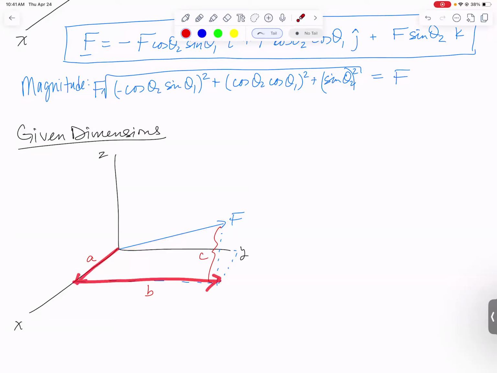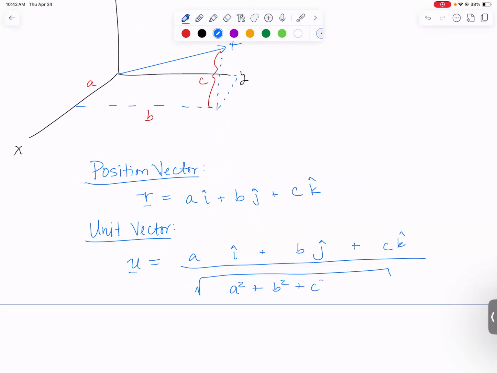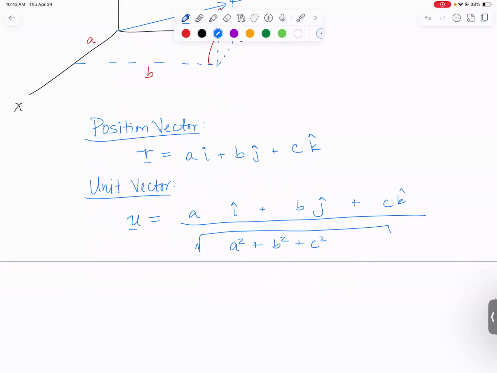Next, I want to turn that into a unit vector. Because the problem is, if a, b, and c had units of inches, now my position vector has a magnitude which is not 1. It has a bunch of inches to it. So to do that, I take my position vector and I need to divide it by a number so that it becomes a unit vector. Well, that's easy. You divide it by the magnitude. Divide it by the square root of a squared plus b squared plus c squared. That might be better to write out this way.